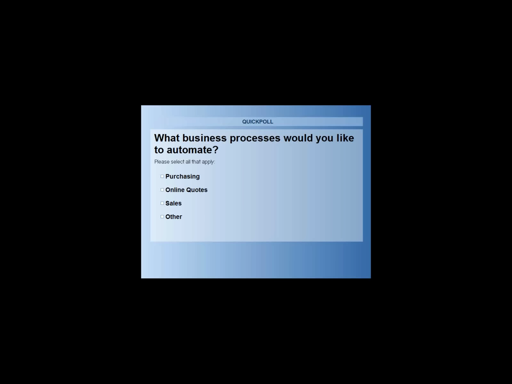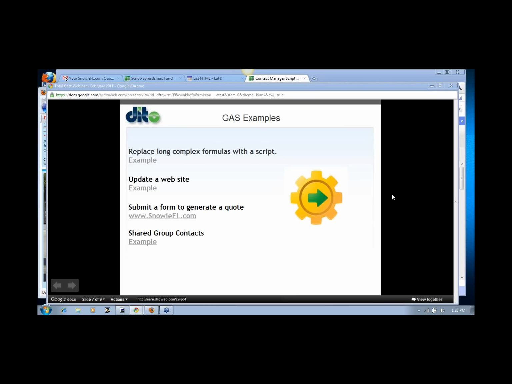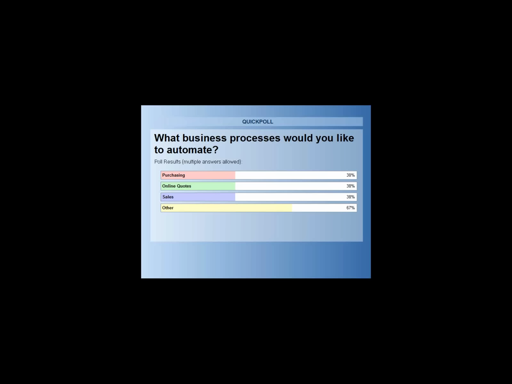Let's go ahead and close this, and we'll share the results there. It looks like it's pretty even except for the others. So it looks like a lot of us have purchasing, online quotes, sales, processes that we would like to have automated, and a few of us have other ideas. So we're looking forward to hearing from you at the end of this session about some of the other processes that you would like to have automated, because we can definitely lend a hand here at Dido.